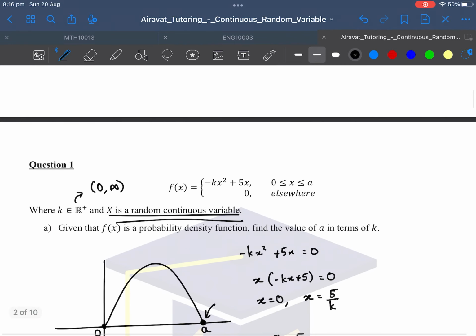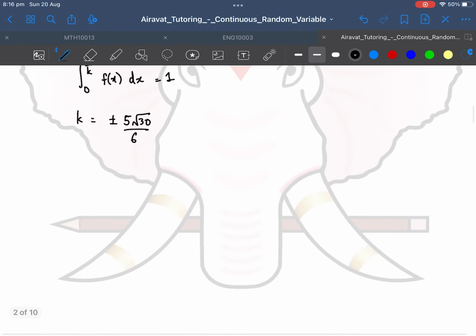No. Look up. k is a positive constant. So we have to mention that k belongs to R plus. So since k belongs to R plus, k is going to be positive 5 root 30 over 6. Now this is our answer. Okay? Always check the condition of the variable or the domain of the variable. You should always try to check it and then give the answer accordingly, because it's a big trip up that most of the students fall into. It's a trap and a lot of people fall into that, but we don't want to do that.